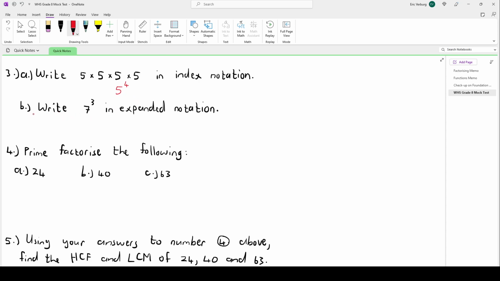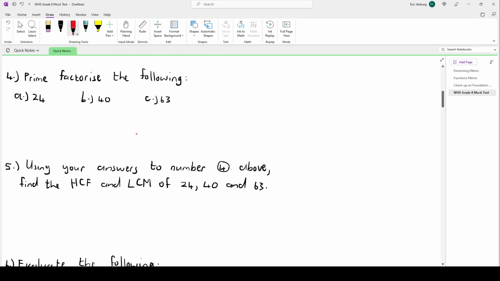Now for question B, write 7 to the power of 3 in expanded notation. So now we just have to expand. 7 times itself 3 times. So 7 times 7 times 7. Okay, prime factorize the following. So now we can use the ladder method for that.